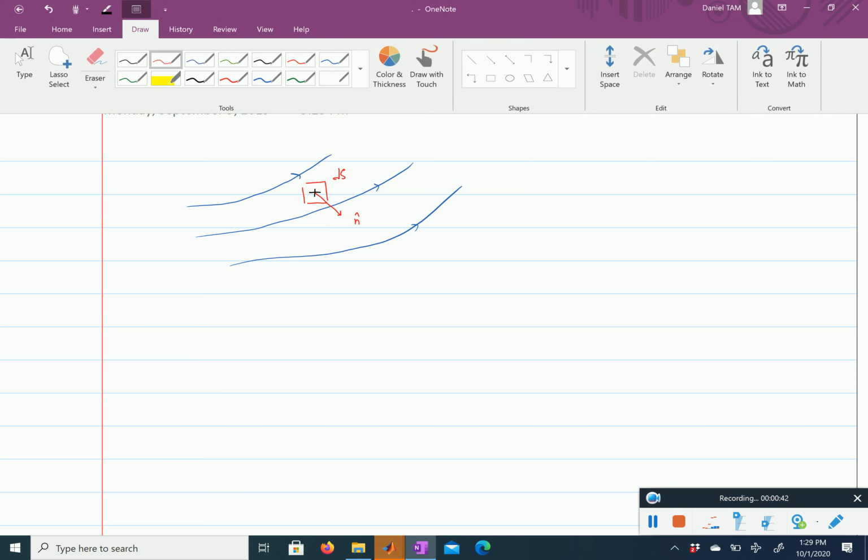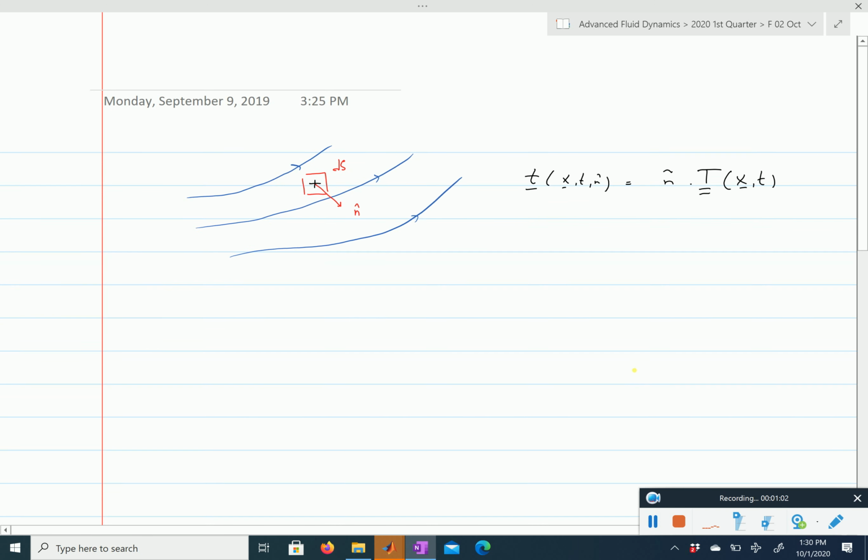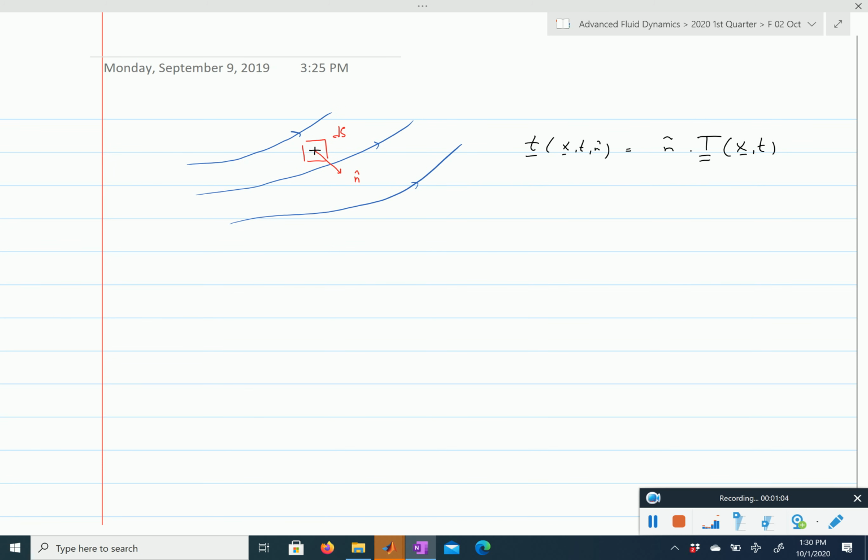We can define it with the Cauchy stress tensor, and we write that the stress vector T, which is a function of position, time, and the normal vector, is going to be equal to the stress tensor at this location and time times the normal vector. So is this mathematical formalism consistent with Newton's third law?